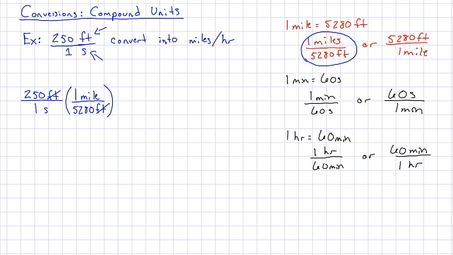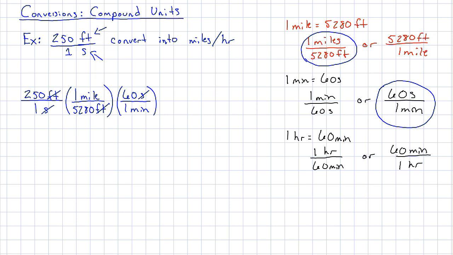So now I need to address the seconds. The seconds are in the denominator. So in order to cancel it, I need to choose the form which has the seconds in the numerator. So I will write that here, 60 seconds over 1 minute. Here, my seconds cancel. If I look at my units now, I have miles per minute, which is closer, but still not what I want.